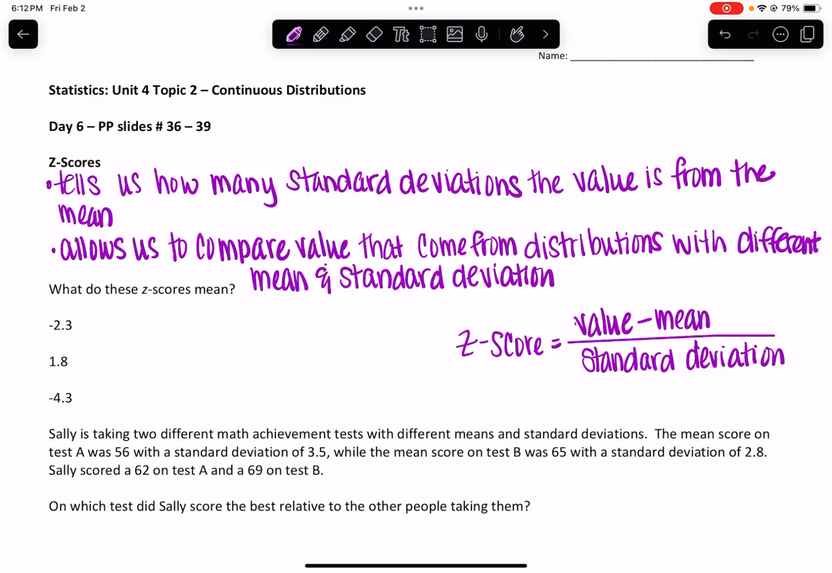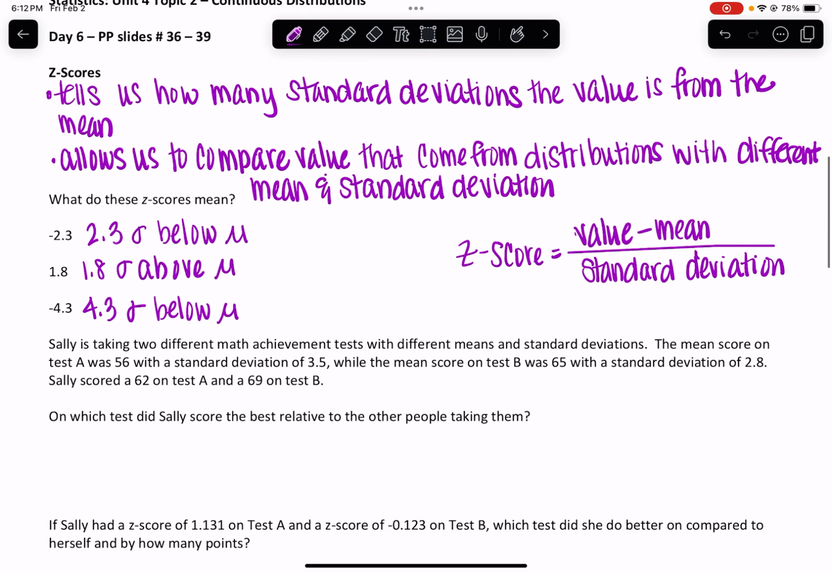And this is one example. There's multiple. So this one is 2.3 standard deviations below the mean. This is 1.8 standard deviations above the mean. And this is 4.3 standard deviations below the mean. Remember, it's negative if it's below, it's positive if it's above.